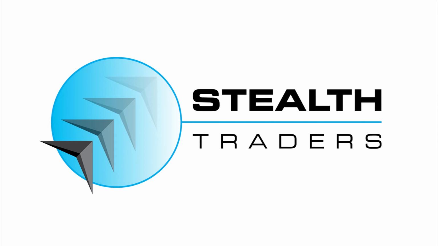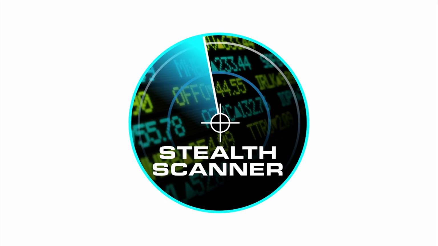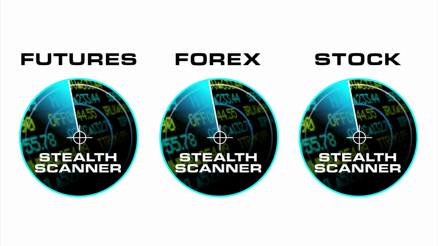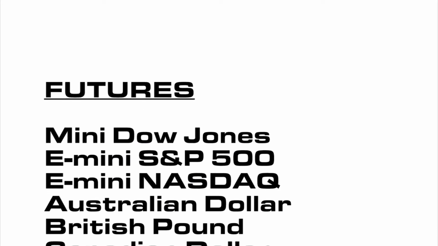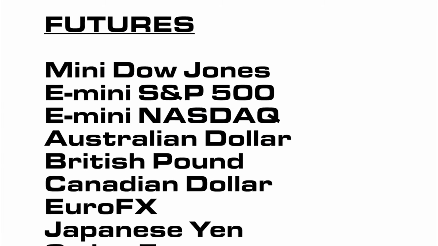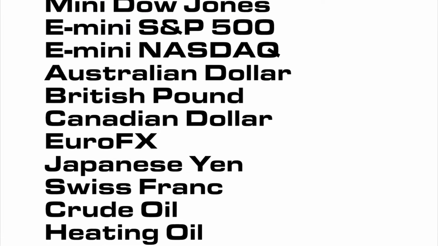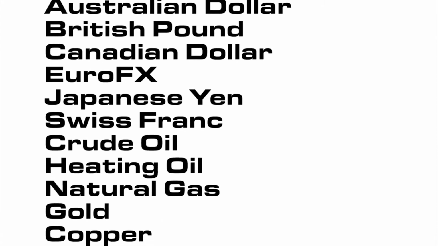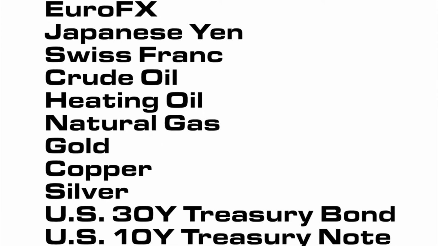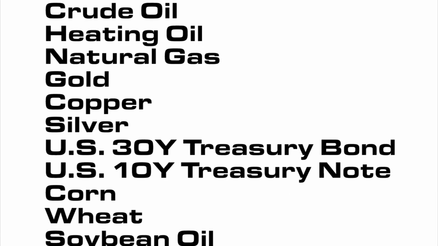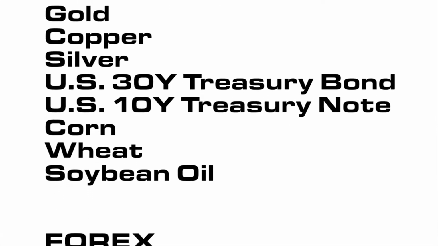Today we're going to be looking at the Stealth Scanner because not everyone trades the same markets. We created 3 Stealth Scanners, one for futures, one for Forex, and one for stocks. The Futures Stealth Scanner scans 20 futures instruments. Stock indexes, the mini Dow, E-mini, ES, the NQ, currencies, energy, metals, financials, grains.